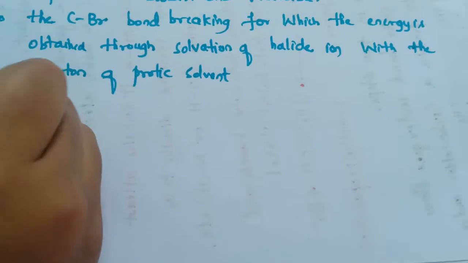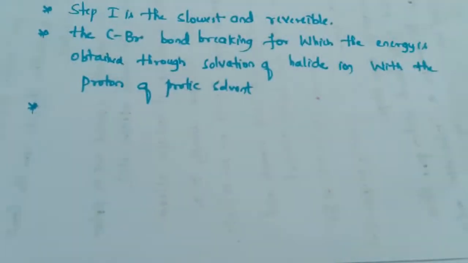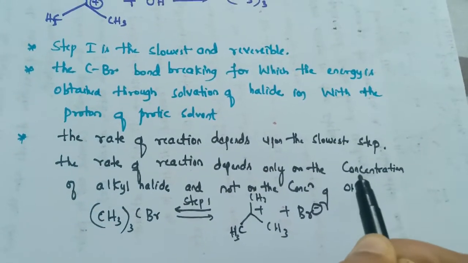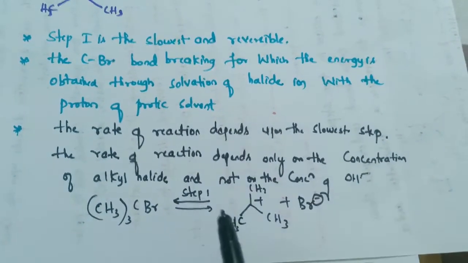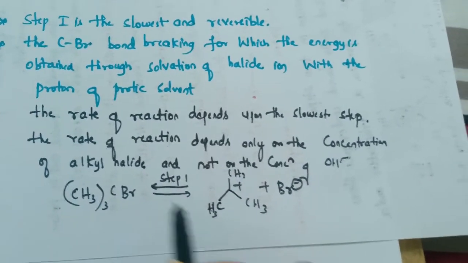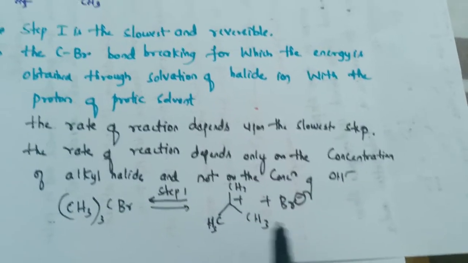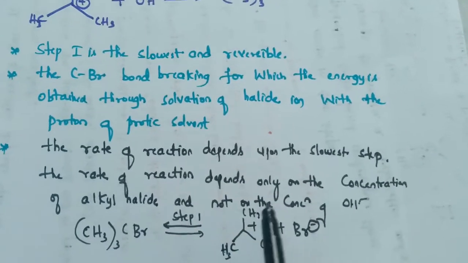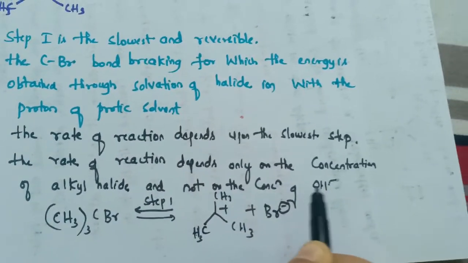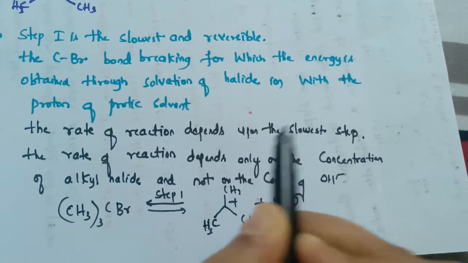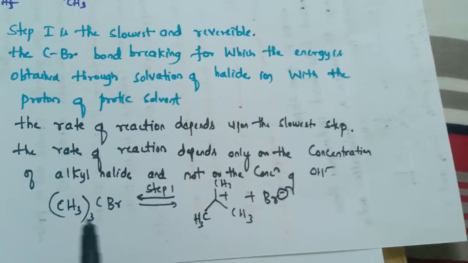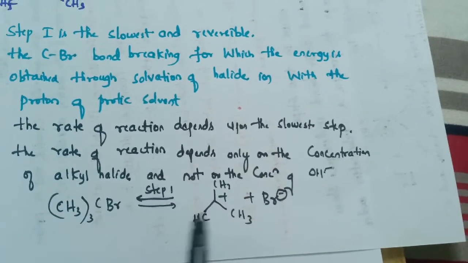Here is the next point. In every reaction, the rate of reaction depends upon the slowest step. In the Sn1 mechanism, the slowest step is step 1, that is (CH3)3CBr, which is reversible, and the formation of a carbocation. Here the rate of reaction depends only on the concentration of alkyl halides, and not on the hydroxide ion, because it depends only on the slowest step, which is this one.